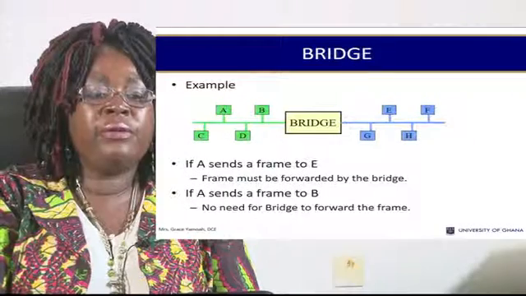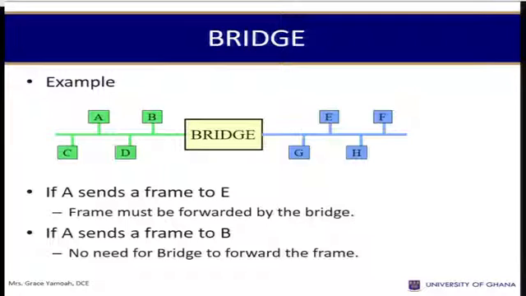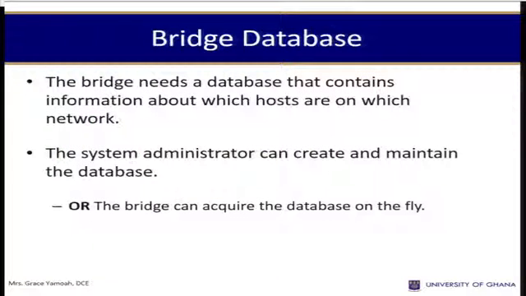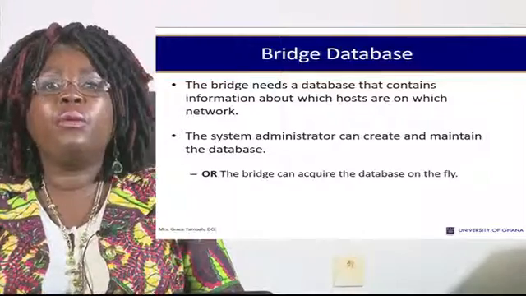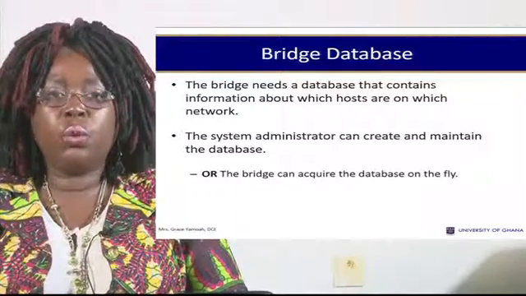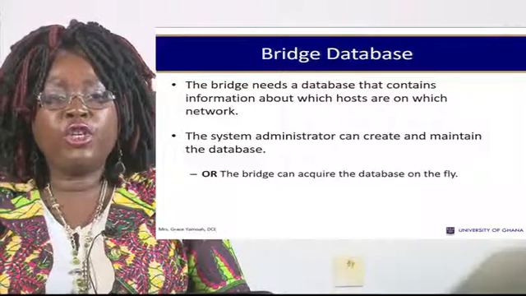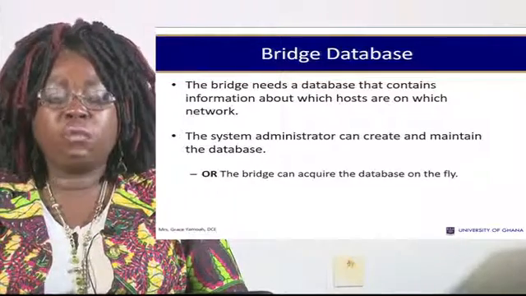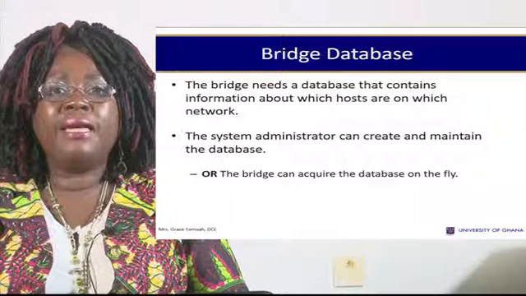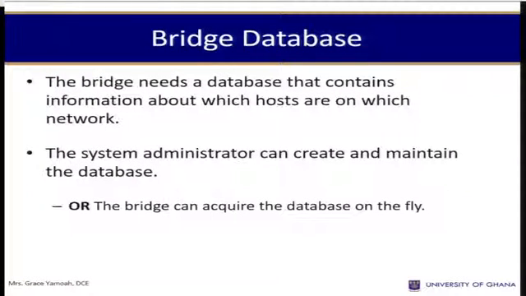But when there is data from one end of a LAN or one LAN to the other, or from one physical location to another physical location somewhere, that's where we need a bridge to forward the data. The bridge needs a database that contains information about which hosts are on which network. So in a bridge configuration, there's a database setup that supports this activity. The system administrator can create and maintain the database, or the bridge can acquire the database on the fly.